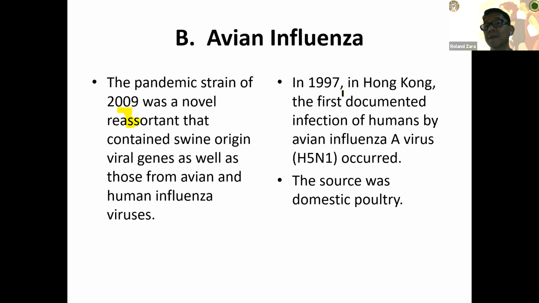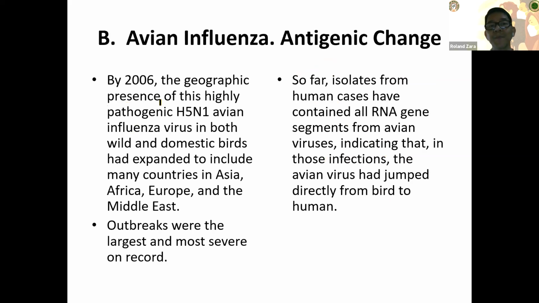In 1997, in Hong Kong, the first documented infection in humans by avian influenza A, H5N1, occurred. The source was domestic poultry, so chicken. In 2006, the geographic presence of this avian influenza in both wild and domestic birds had expanded to include many countries in Asia, Africa, Europe, and the Middle East. The outbreaks were the largest and most severe on record.